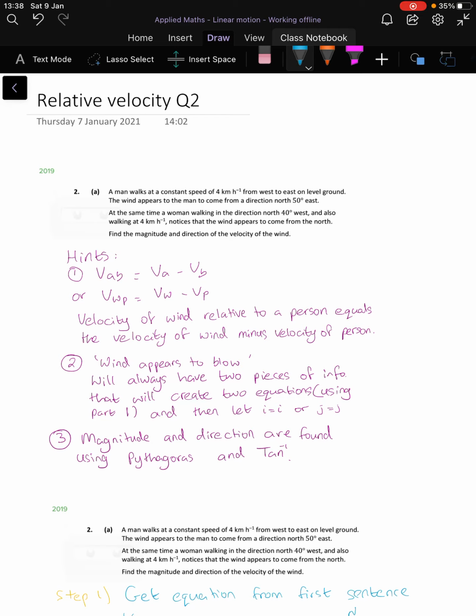So these questions are very general. They always follow this format. You're always going to get 2 specific pieces of information, and then we're going to have to create 2 separate equations and then find an unknown value. So take a look at our hints here.